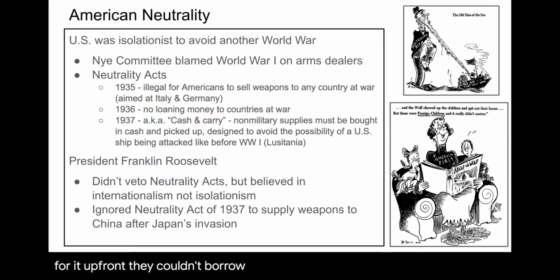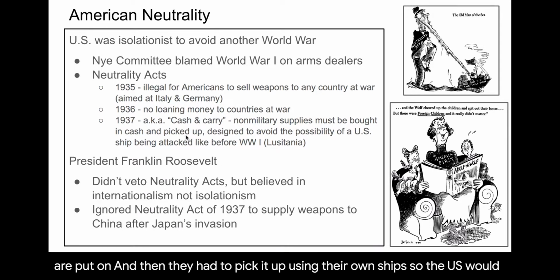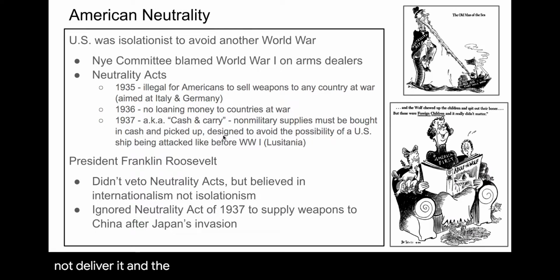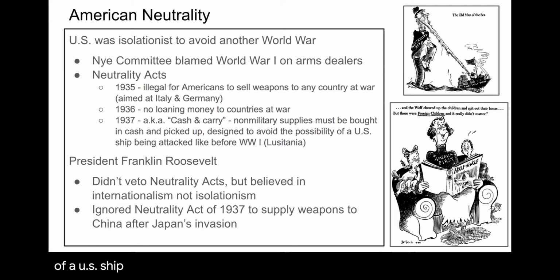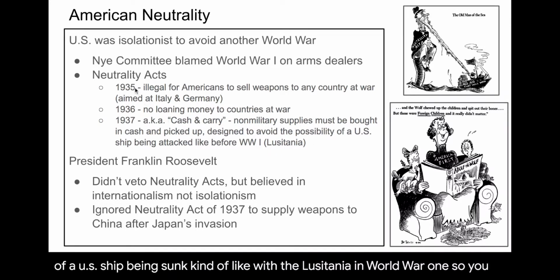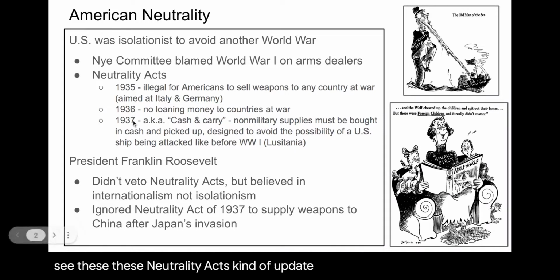They couldn't borrow money. They couldn't get a loan or put it on credit or anything like that. And then they had to pick it up using their own ships. So the U.S. would not deliver it. And the idea behind this was it was designed to avoid the possibility of a U.S. ship being sunk, like with the Lusitania in World War One. So you'll see these neutrality acts updating here.